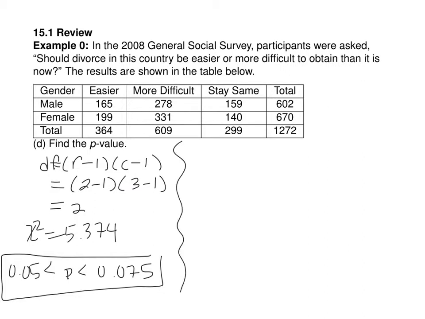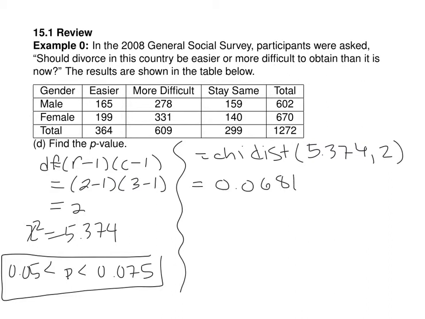If you compute this exactly in Excel, by typing in CHISQ.DIST.RT with your chi-square statistic, 5.374, and degrees of freedom being 2, you get that the p-value is 0.0681. So that's pretty close to our traditional cutoff level, but unfortunately not close enough.